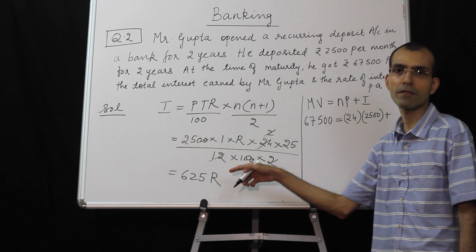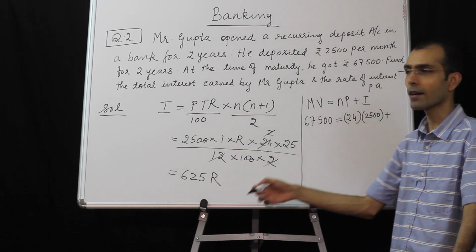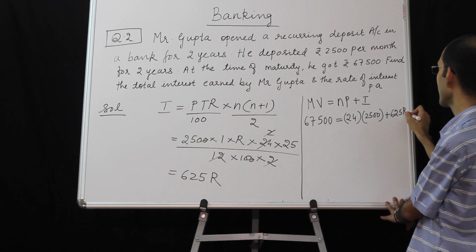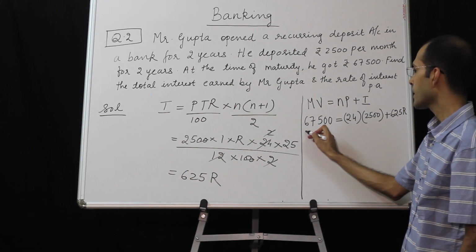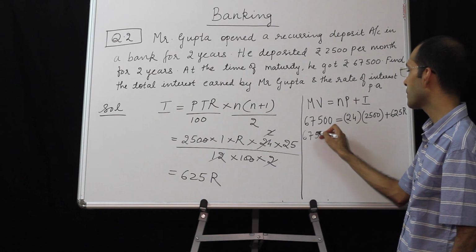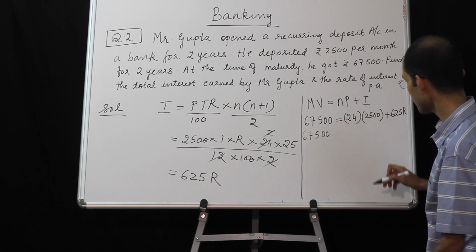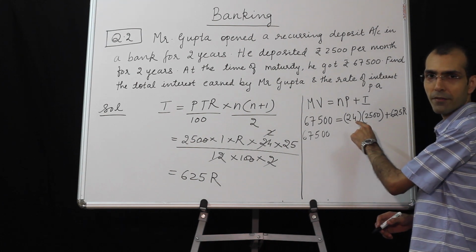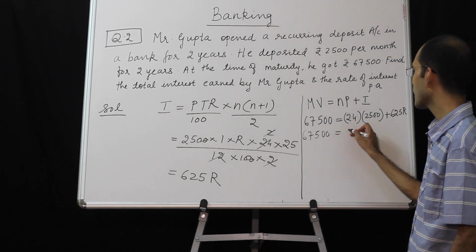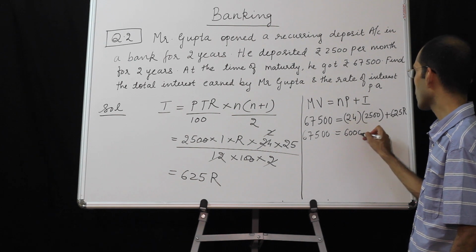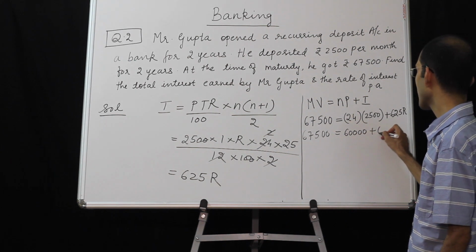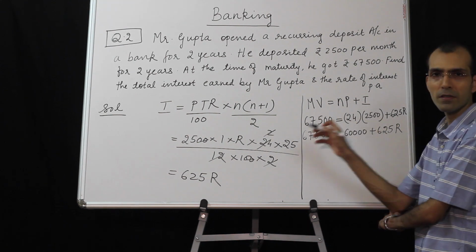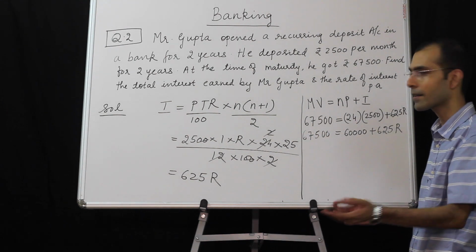But what is I now? We found out 625 R. So here we will write 625 R. Let's work out this. It's a simple equation now in R. So we will do 24 into 25. That works out to be 600 followed by 2 zeros plus 625 R. Transpose, solve this simple equation for R.